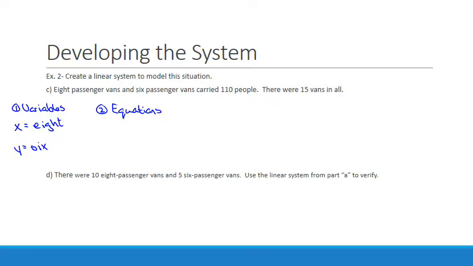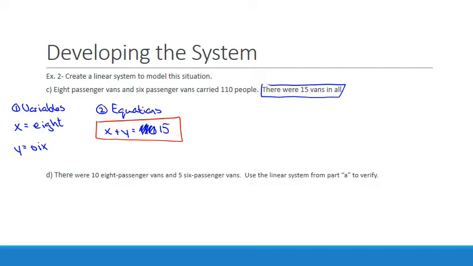It says 8 passenger vans and 6 passenger vans carried 110 people. Okay, so we know that 8 passenger vans and these 6 passenger vans. So we could say X plus Y equals 110. Oh, I'm sorry, I read the wrong thing there. That's not 110. It should equal 15. And that's a common mistake I just made. There were 15 vans in total. So if I take X, the 8 passenger vans, and Y, the 6 passenger vans, that'd be all the vans we have. That means there should be 15 of them. So that would be one of my equations.